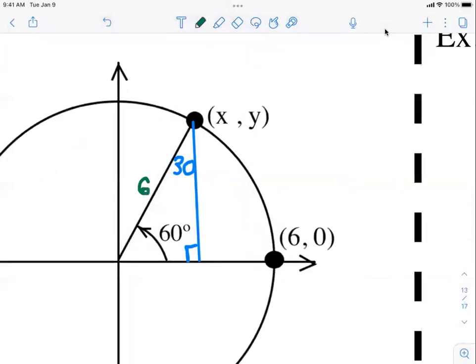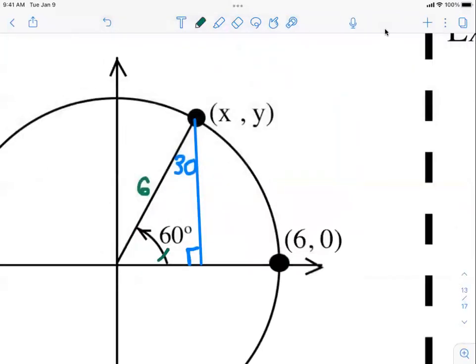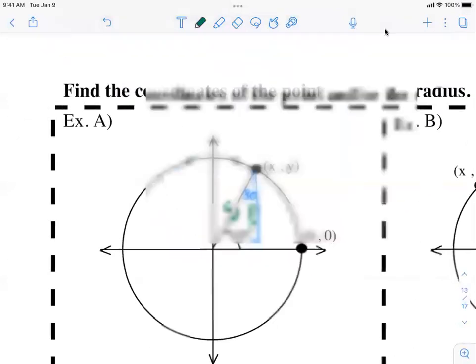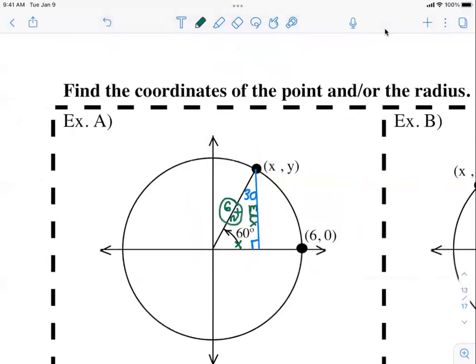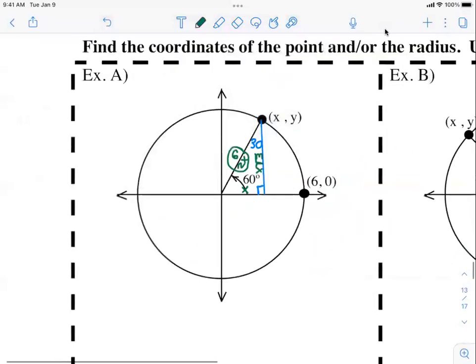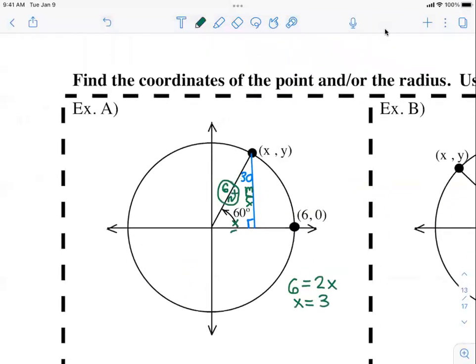Well, because it's a 30, 60, 90, I know across from the 30 is the x, across from the 90 is the 2x, and across from the 60 is the x root 3. Wonderful. So I can solve for x. I'm going to go ahead and zoom in here. I know 6 is equal to 2x, which means x is 3. So I can sub that number back in. So this is going to be a length of 3, and this is going to end up being 3 root 3. So just using our normal 30, 60, 90.